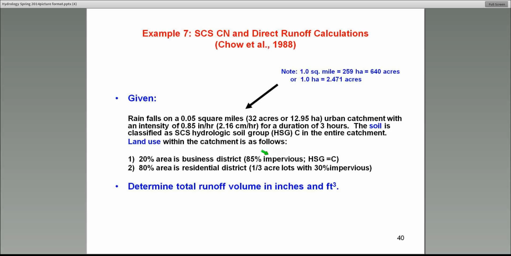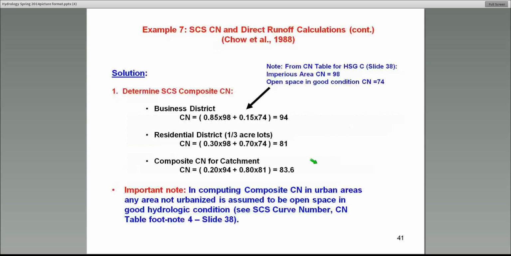Same thing with this 80% residential district. 1/3 acre lots, that's what you're going to develop with 30% imperviousness. That means the remaining 70% is assumed automatically to be in good hydrologic condition. That doesn't have to be the case though. So watch out for the undeveloped situation, because later on I'll show you another example where I do account for the fact that the undeveloped area may not be the one that is assumed in that curve number table.